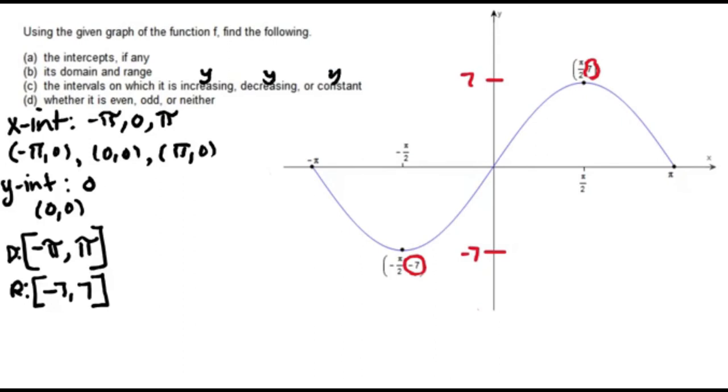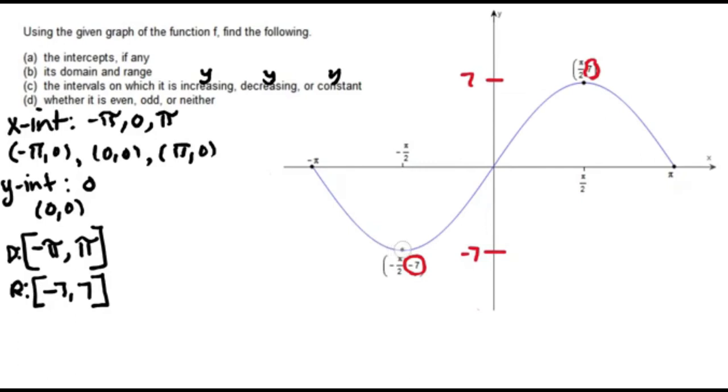So what I want to do is I want to trace the graph starting from left to right, and that's starting from smallest to largest. So this is the leftmost portion of the graph. And I'm going to start tracing it, as I said, from left to right. And as I'm tracing it, I'm paying attention to the y values and whether the y values are increasing, decreasing, or constant. Now, as I'm tracing along this first section, I can see that the y values are decreasing.